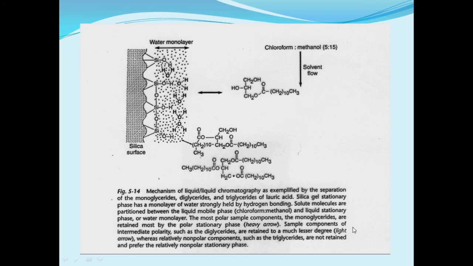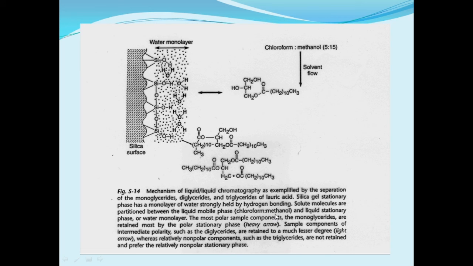Sample components of intermediate polarities such as the diglycerides are retained to a much lesser degree, shown by the light arrow. The most polar sample component, the monoglyceride, is retained most by the polar stationary phase, shown by the heavy arrow.